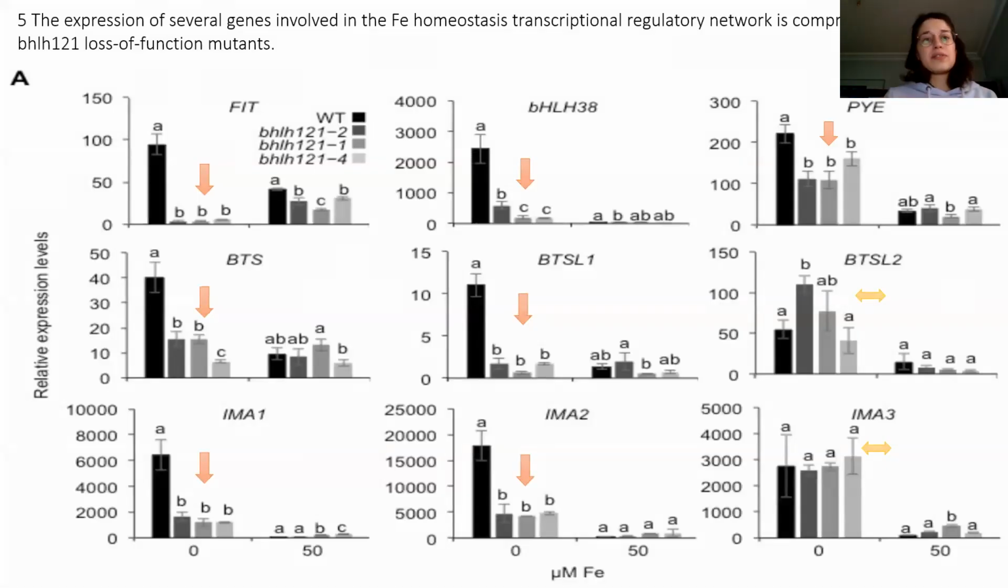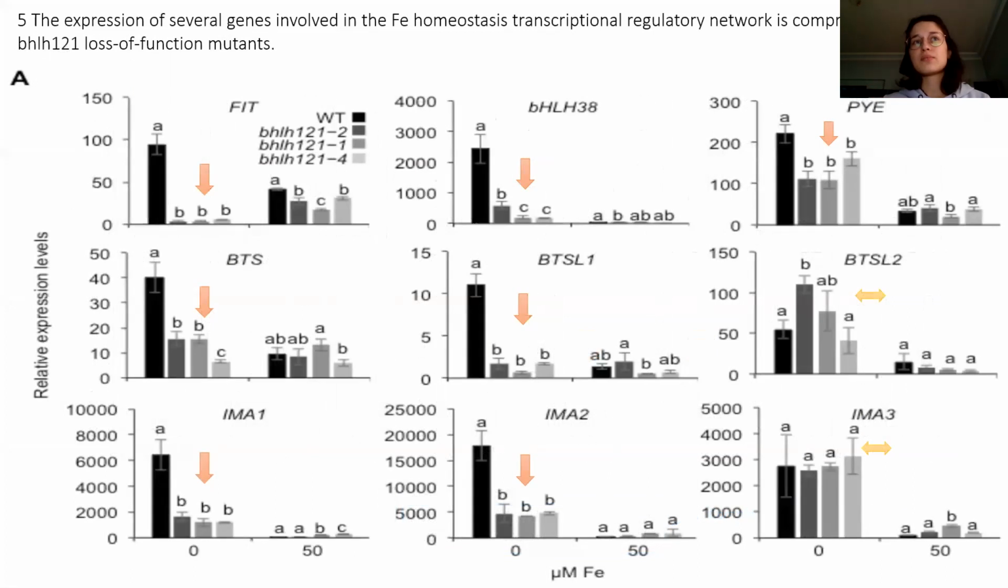In figure 5, they just aimed to measure the expression levels of genes known to be involved in iron homeostasis in BHLH121 loss of function mutants. So here we can see that all genes' iron deficiency induced expression was reduced except BTSL2 and IMA3. Other than that, all of these genes' expressions are compromised. So they are not expressed properly, or not at all.